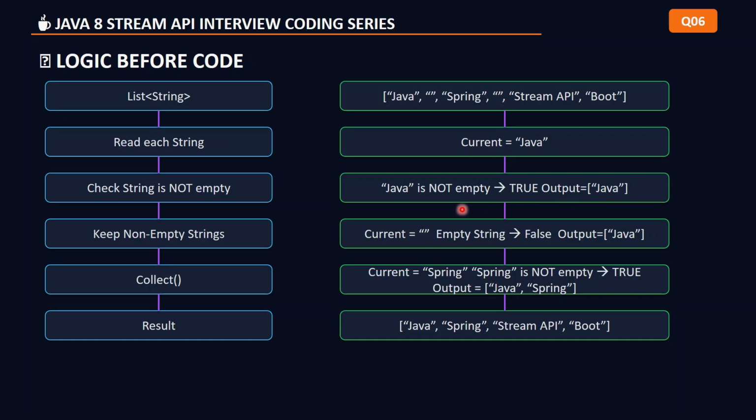The next element is empty. We are going to keep only non-empty strings, right? Since it is an empty string, the condition is false, so we are not going to add it into the list. This list contains only the Java element till now. The next element is Spring. Since it is non-empty, the condition is true and the updated list will now be Java and Spring. We go through to the end of the list and the final result will be Java, Spring, Stream API and boot.